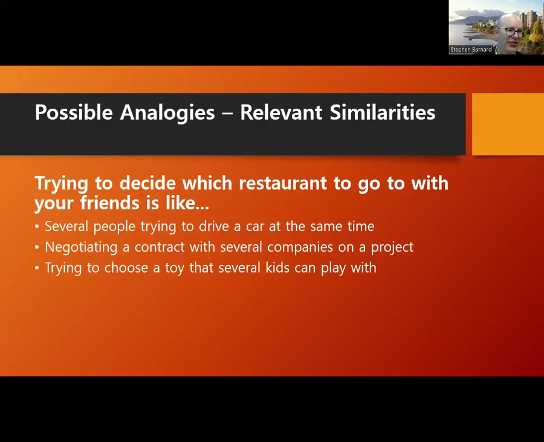Deciding which restaurant to go to with your friends is like several people trying to drive a car at the same time. If several people try to drive a car at the same time, you're going to crash, and most relevantly, you're not going to reach the desired destination. If you have several people trying to decide what restaurant to go to, you might not go anywhere because no one can agree. So several friends trying to decide which restaurant to go to for lunch is kind of like several people trying to drive a car at the same time.